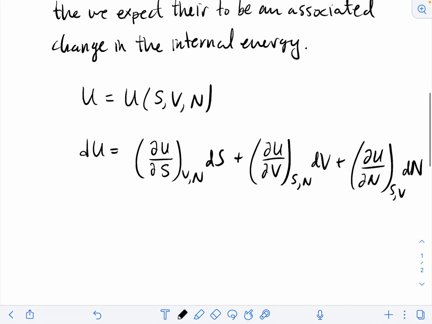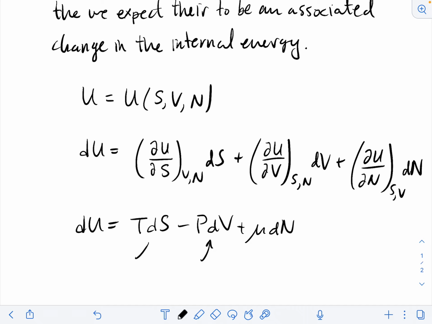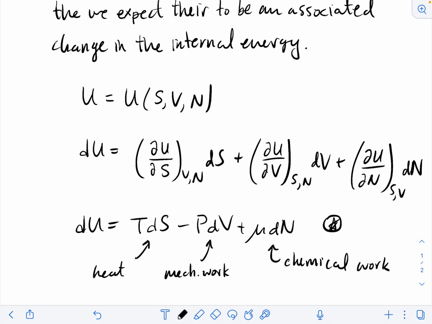And we can compare this to what we would expect from the first law of thermodynamics, which is dq, which we can write as TdS, and then a minus PdV, which is the mechanical work. And now what we're going to do is add a chemical work. And so here we have, let's say, heat, mechanical work, and chemical work. I'm going to call this equation star because we're going to come back to it in just a moment.